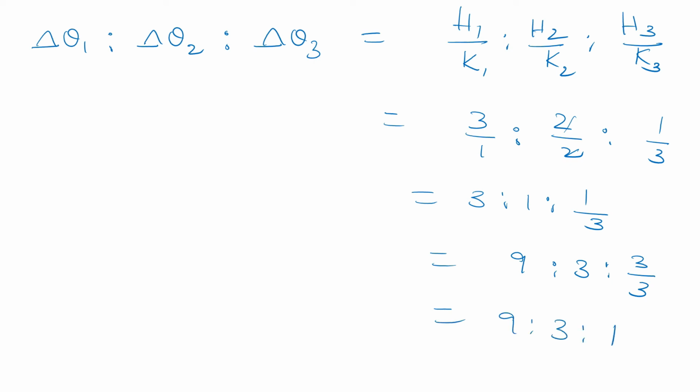So the ratio of temperature differences delta theta 1 is to delta theta 2 is to delta theta 3 is equal to 9 is to 3 is to 1. Okay, next we will go to the next question.